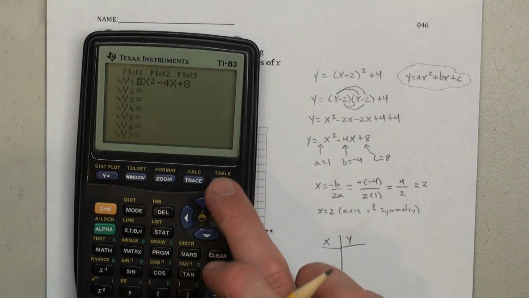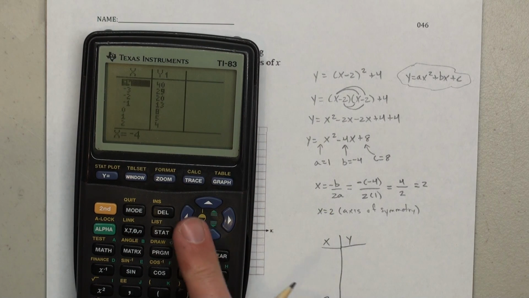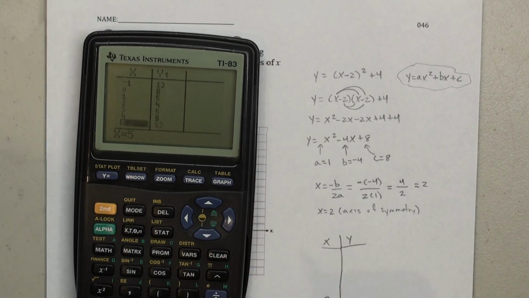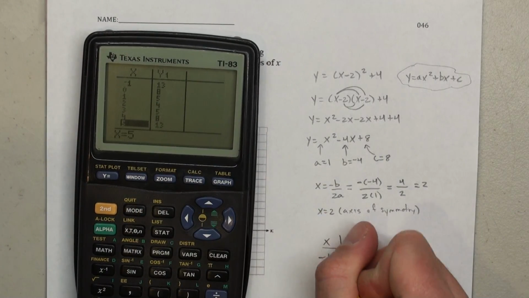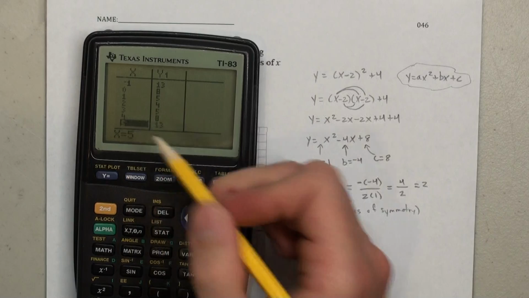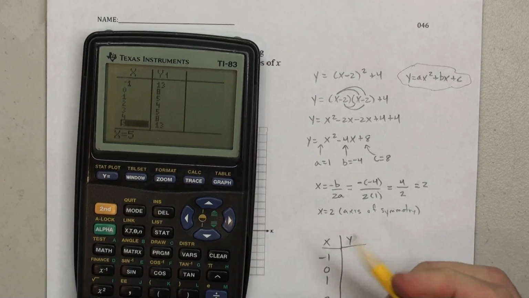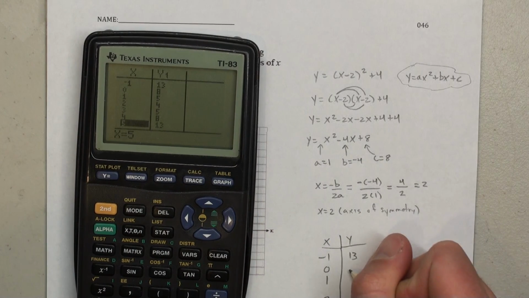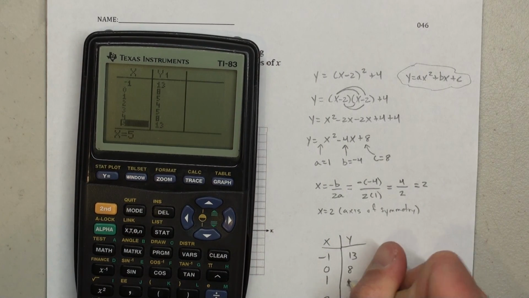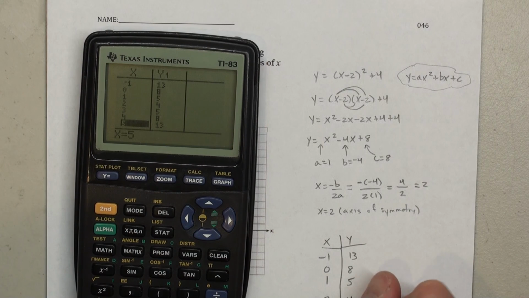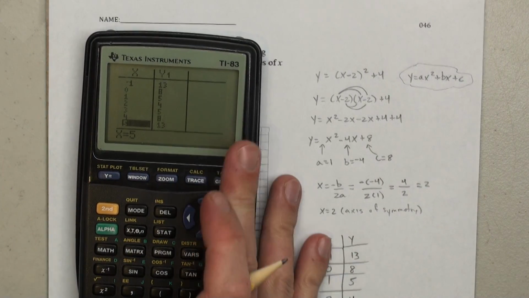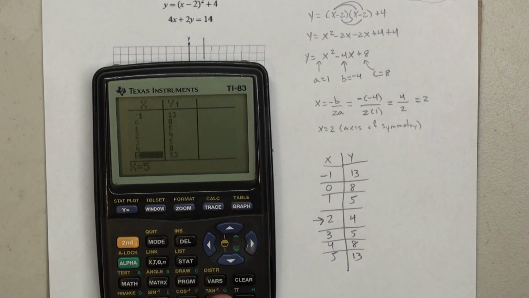Now let's do second, graph to go to table. So there. -1, 0, 1, 2, 3, 4, 5. We always pick 3 below and 3 above. And look, I can pick my y values right off the thing here. It's 13, 8, 5, 4, 5, 8, 13. Okay? There you go.